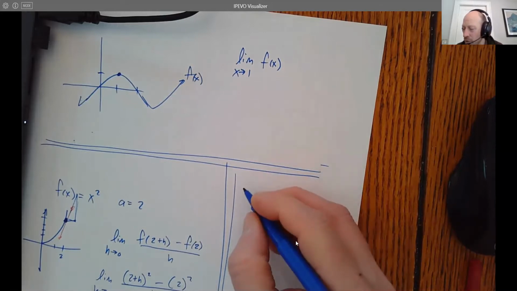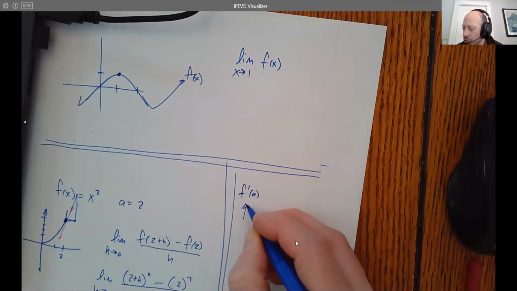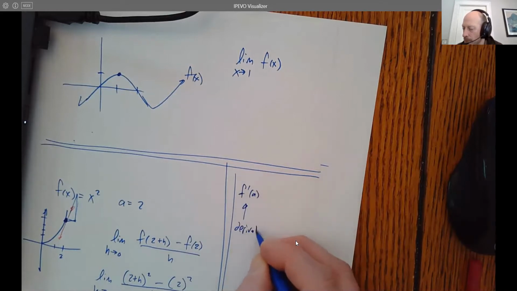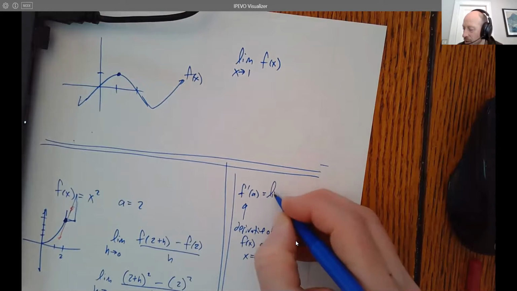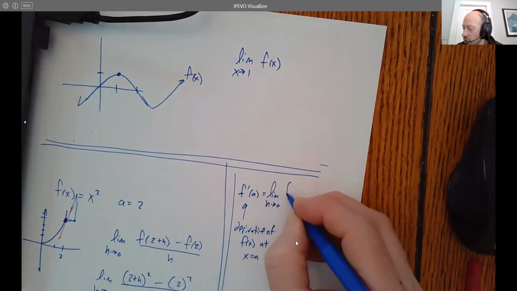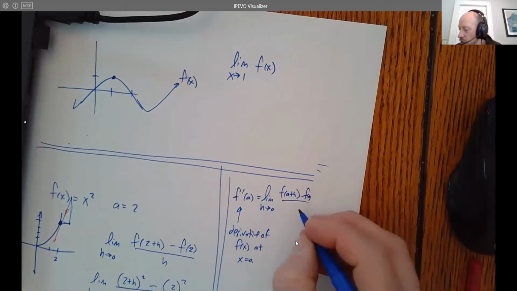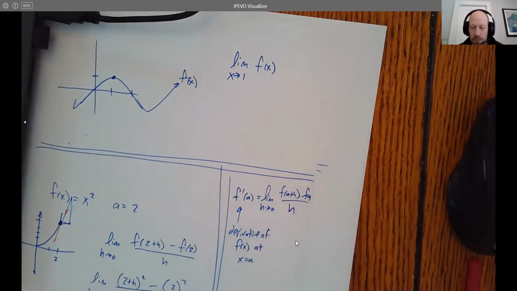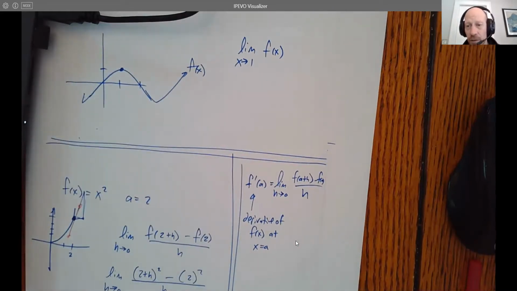And so the shortcut we use is we're going to call this f prime of a, and this is called the derivative. And all it is, it's exactly this. It's the limit as h goes to 0 of f of a plus h minus f of a all over h. Sorry if I ran out of room there. It's exactly the slope of the tangent line.